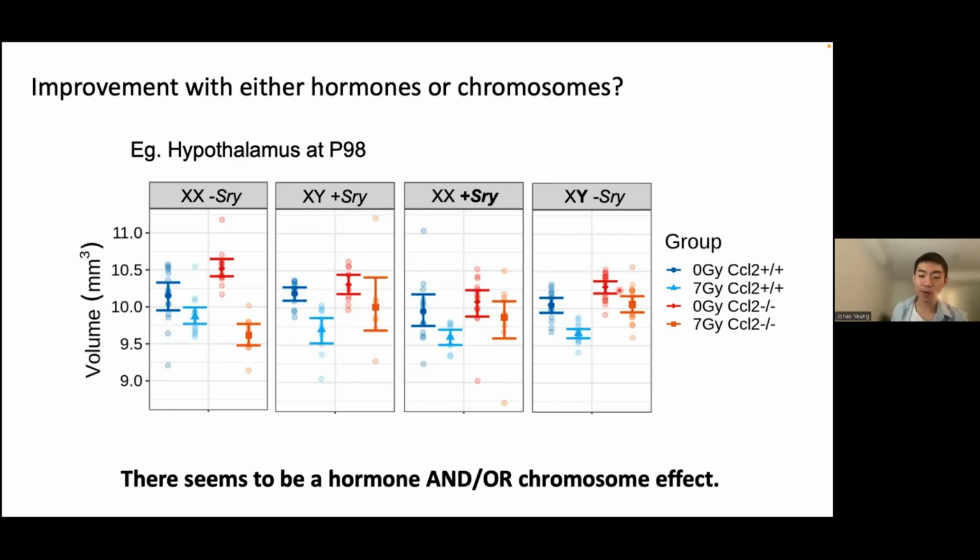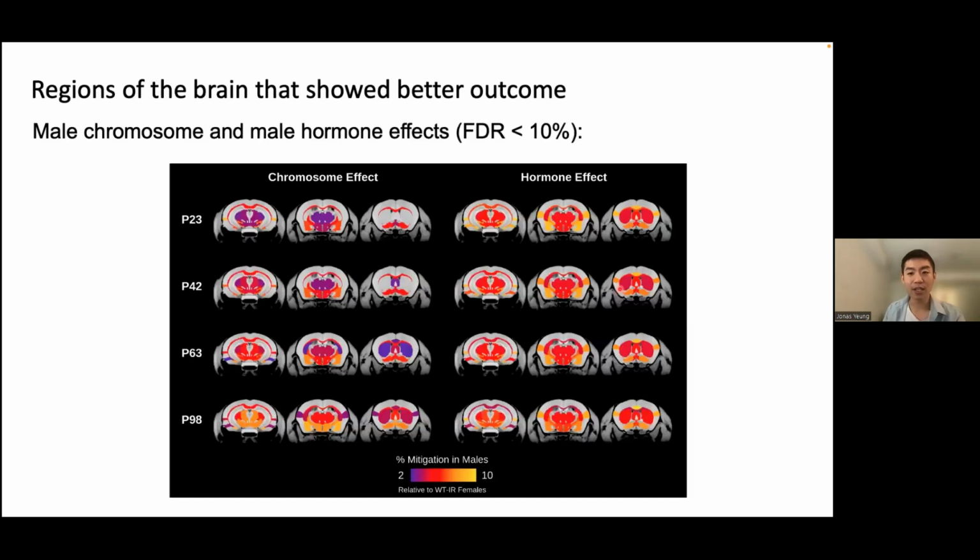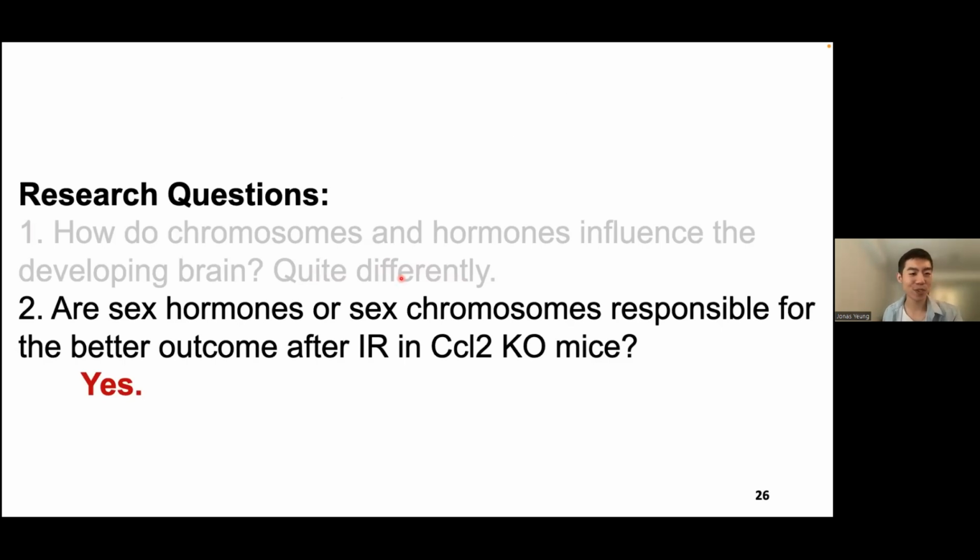And this is true for other regions as well. So here I map out the chromosome effects and the hormone effects in the brain. And again, the rows represent the different time points. And we can see that across many of the structures, we see a similar trend in recovery where these chromosome or hormone effects have lots of spatial overlap. So to answer the second question, are sex hormones or sex chromosomes responsible for the better outcome after radiation in CCL2 knockout mice? I think I would say yes, in a way that they're quite similar and that they have similar spatial overlap.